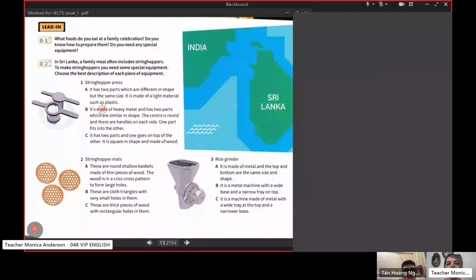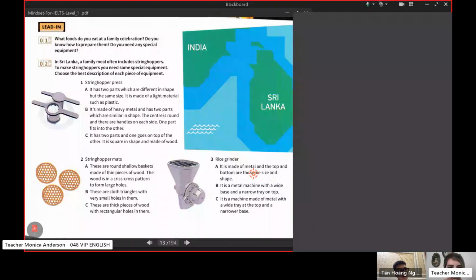Okay, would you tell me what you understood from the three sections? String hopper mats, string hopper press, and rice grinder. I think a string hopper press is made of heavy metal and has two parts which are similar in shape. The center is round and there are handles on each side. One part fits into the other. Of course, very good.